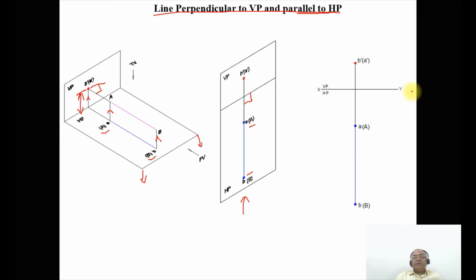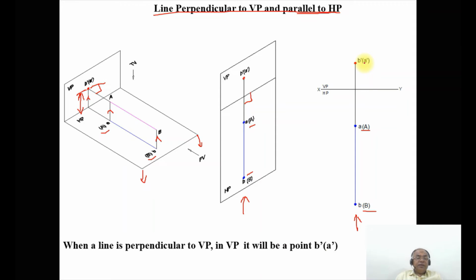Of course, you can see the same representation by using the orthographic view, wherein you have XY, VP and HP. As we see, both the points B and A are above HP by the same distance, therefore you are getting the true length in the horizontal plane. It is capital A and capital B. As I look from the front view, B is near to the observer, so B dash is visible and A is away from the observer, therefore A dash is invisible. So here it is a case wherein the line is perpendicular to VP, so in VP you will get a point. That is what we have shown here.